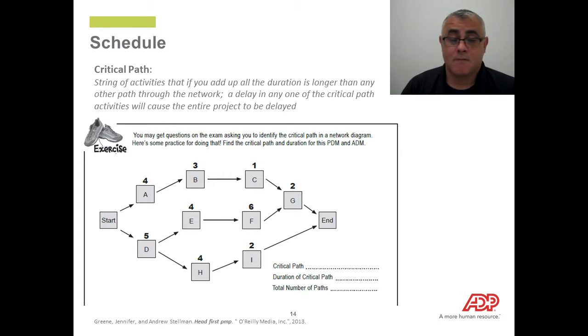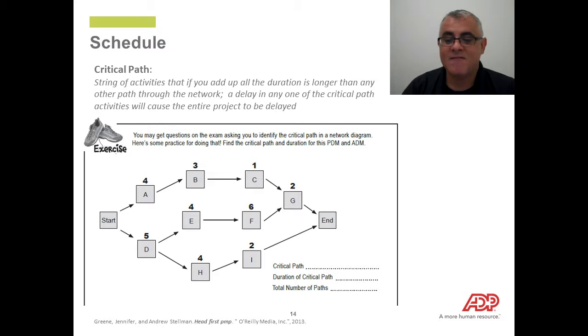But this slide on slide 14 is really just a quick exercise for you. It's asking you to identify what is the critical path, what's the duration of the critical path, and how many paths are there? You'll notice some activities, they're listed by the alphabet, activity A, B, C, G, D, E, F, H, and I. Some of those activities may overlap and become their own pathway. So it's pretty obvious with A, B, C, and G that that's one path. But when it comes down to activity D, D goes into E, and D also goes into H. So you have two pathways that start with activity D.